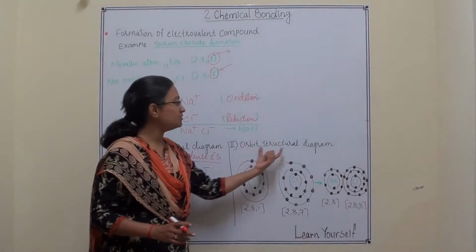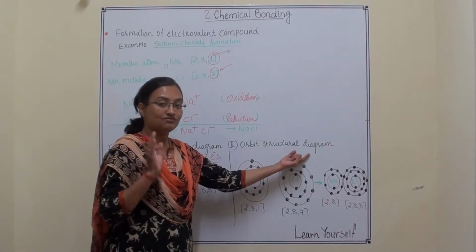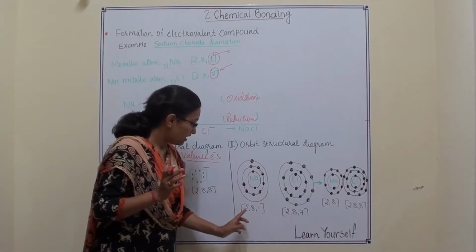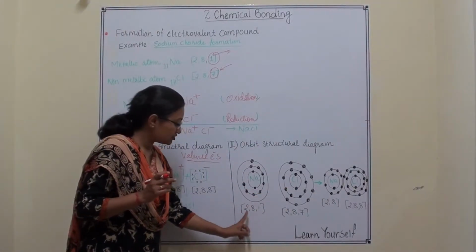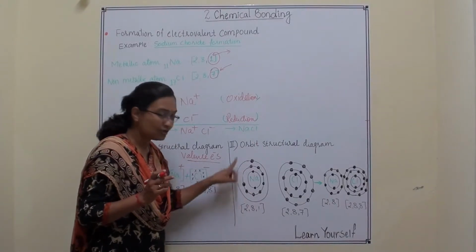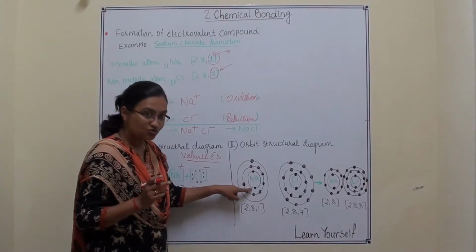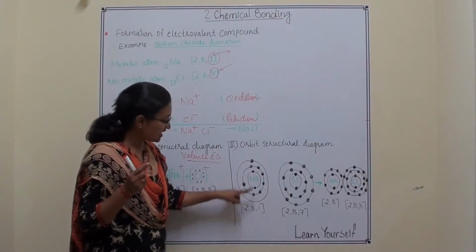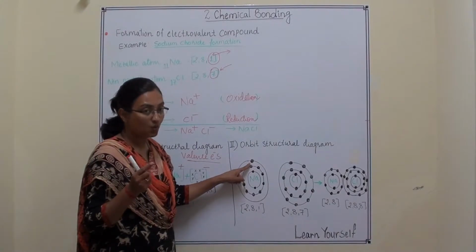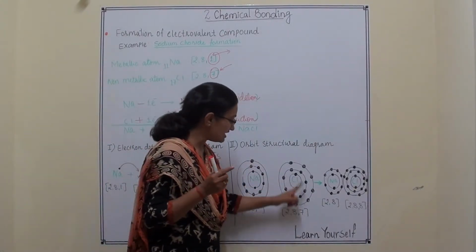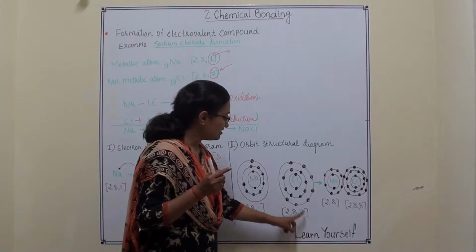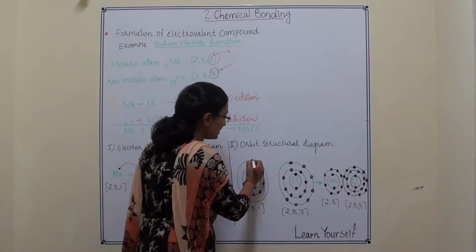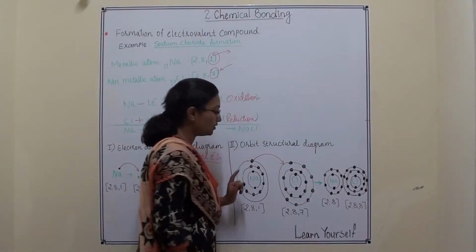Now we will see the orbital structural diagram, where we show all the orbitals present in sodium and chlorine. According to its electronic configuration 2, 8, 1, I have made 3 orbits. The innermost orbit will have 2, the middle one will have 8 electrons and the outermost orbit will have 1 electron. The same for Cl: 2, 8 and 7. So 2 electrons, 8 electrons and 7 electrons. So this 1 electron is being transferred over here.